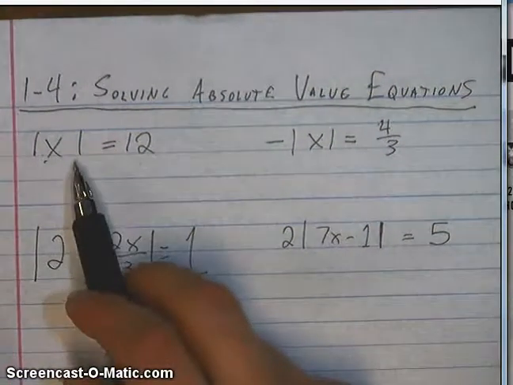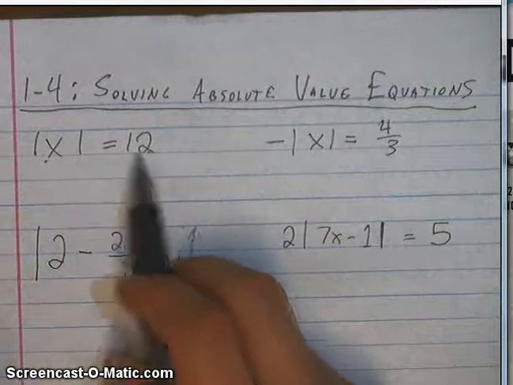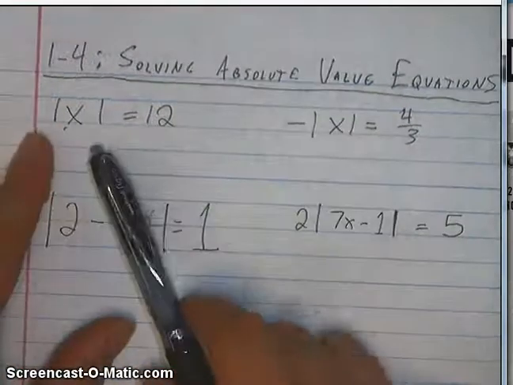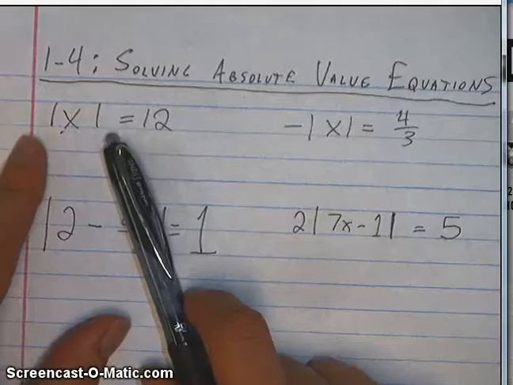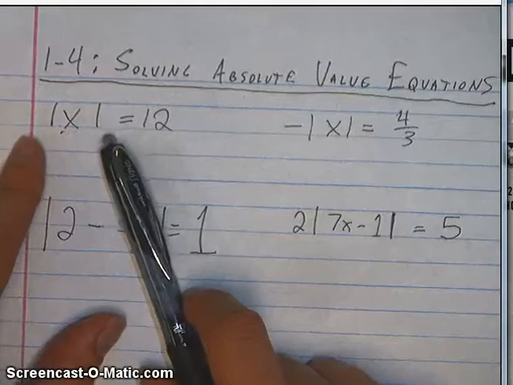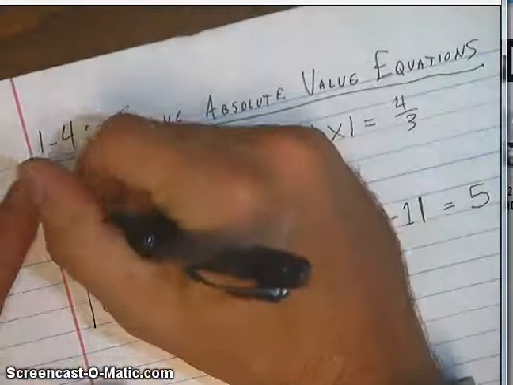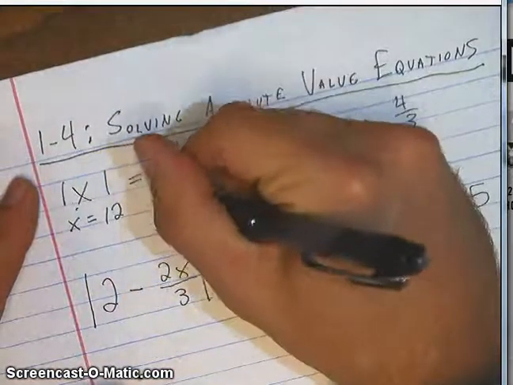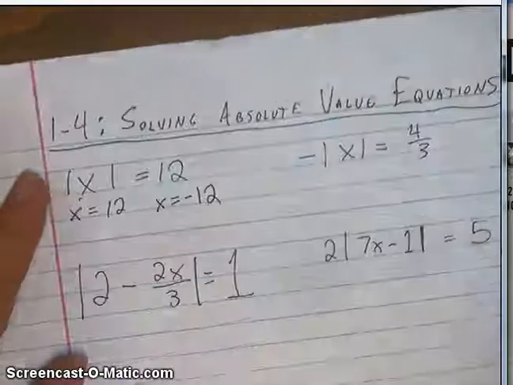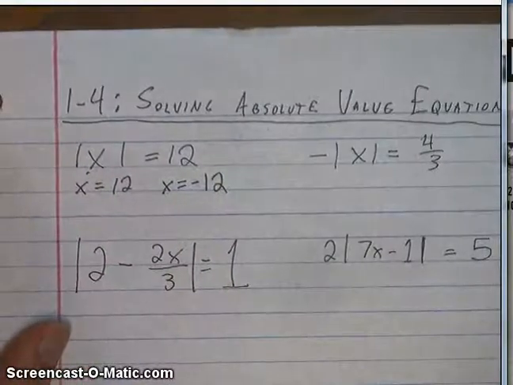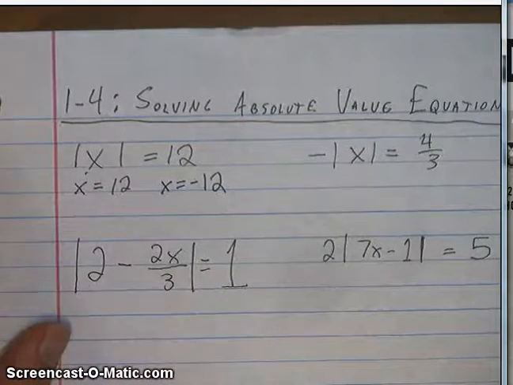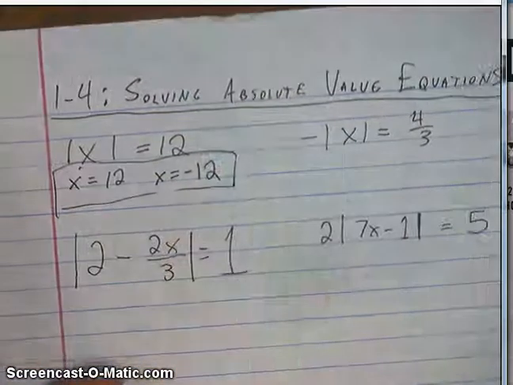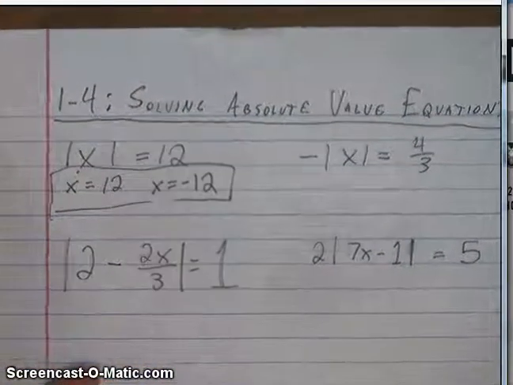If you have something that says the absolute value of x equals 12 and you want to get the x by itself, ask yourself a question. Is there anything on the outside of these bars here? If the answer is no, then you can break this up into two equations. The two equations you can break it up into are x equals 12 and x equals negative 12. So most of the time these absolute value equations will have two solutions. In this case it's 12 and negative 12, but that's not always the case.